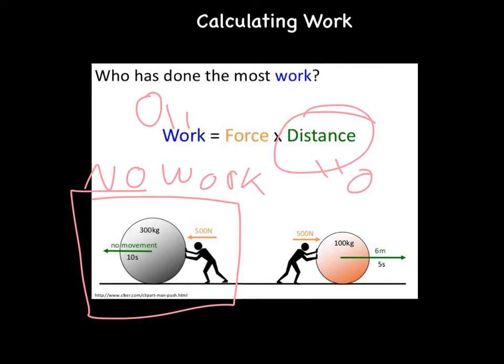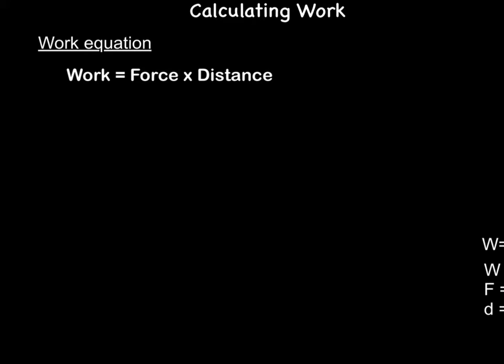In this other example, we have a guy pushing a 100 kilogram ball with 500 newtons, but this time there is a distance of 6 meters. What these notes are going to be about, and what this video is about, is how we can calculate and find work being done. All right, so the equation for work is pretty simple.